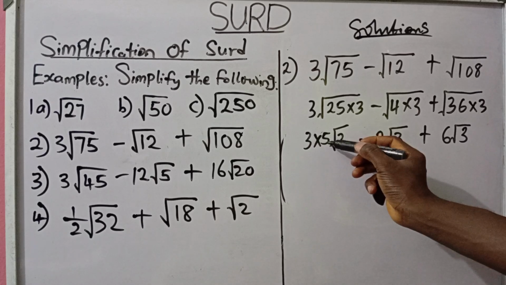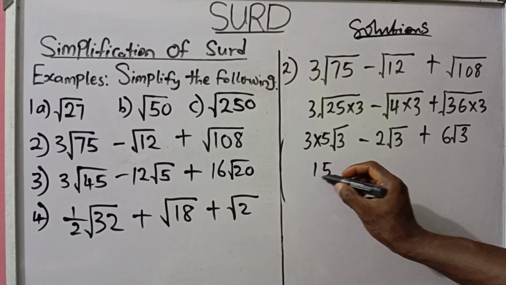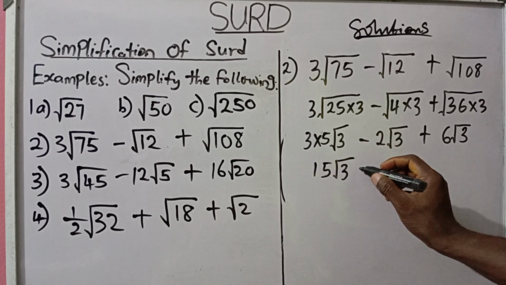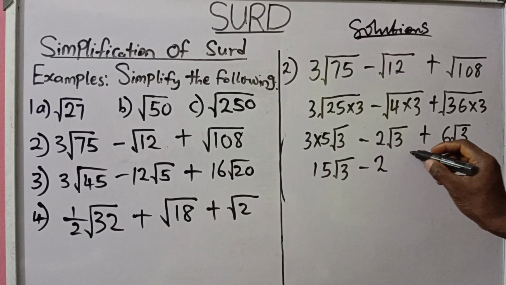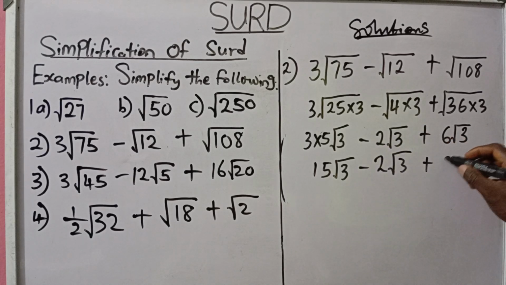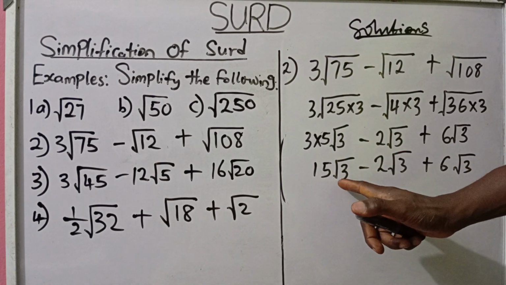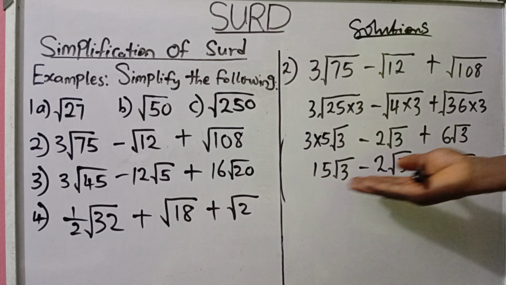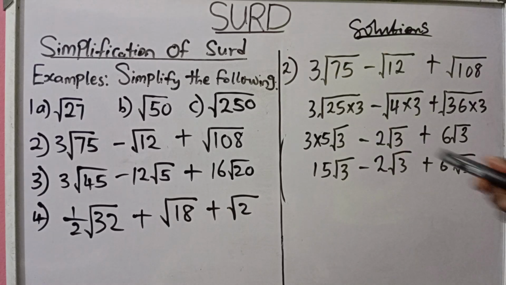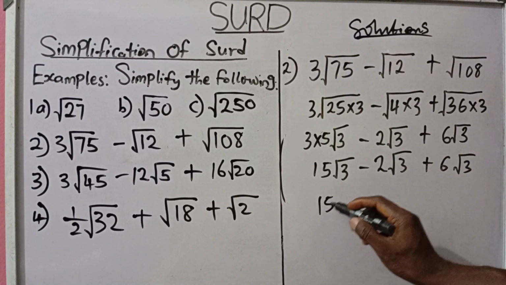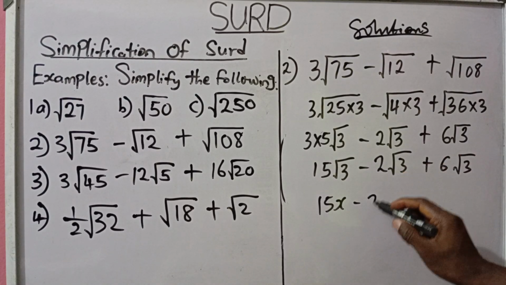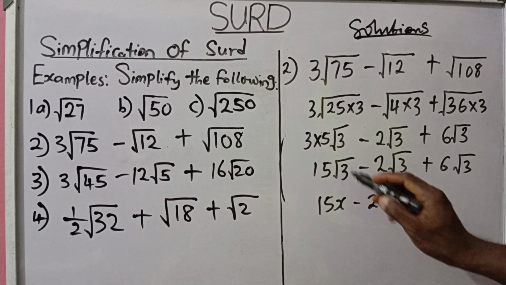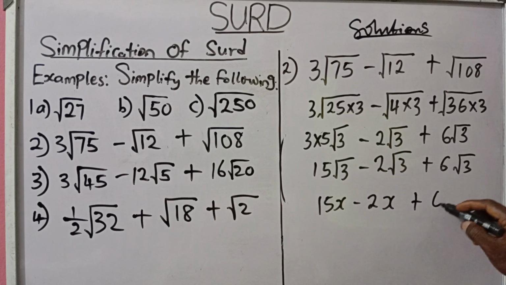Let's go further. 3 times 5 will give us 15 root 3. Then 2 root 3 plus 6 root 3. When you look at all the terms that we have here, this one has root 3, root 3, root 3. So we can say that all are like terms, so we can bring them together. It's just like having 15x minus 2x, assuming I'm using root 3 as x, plus 6x.